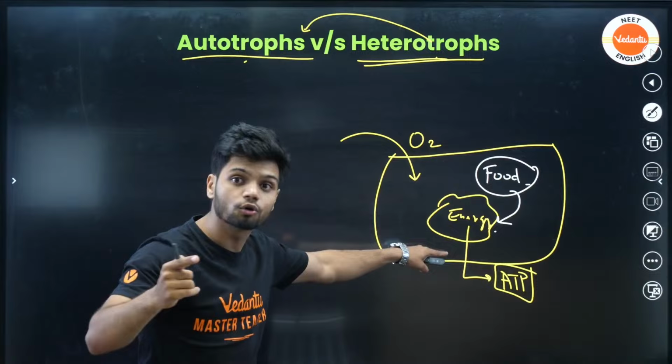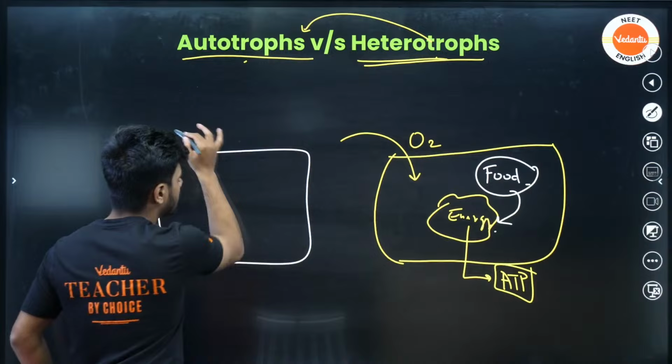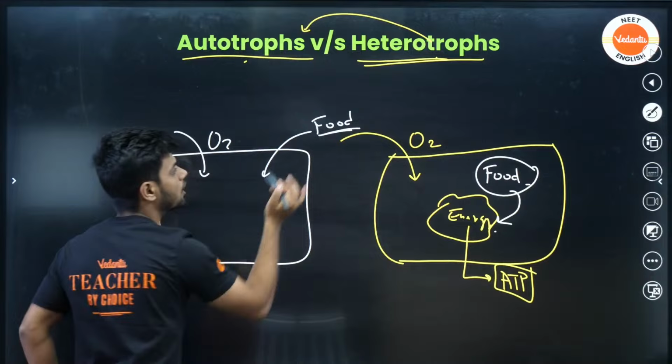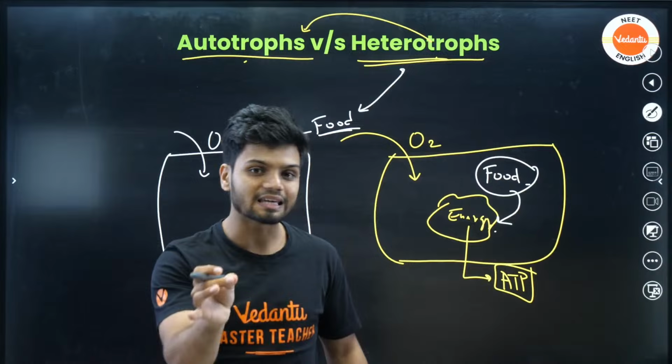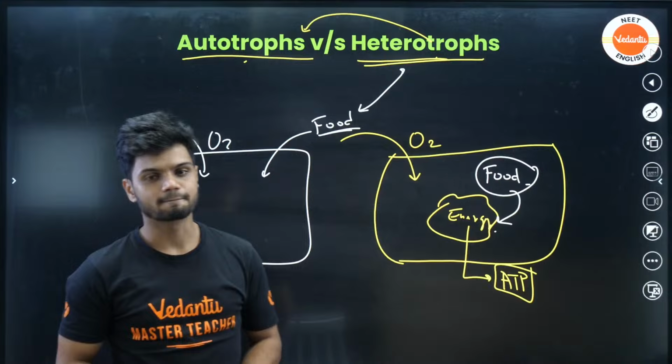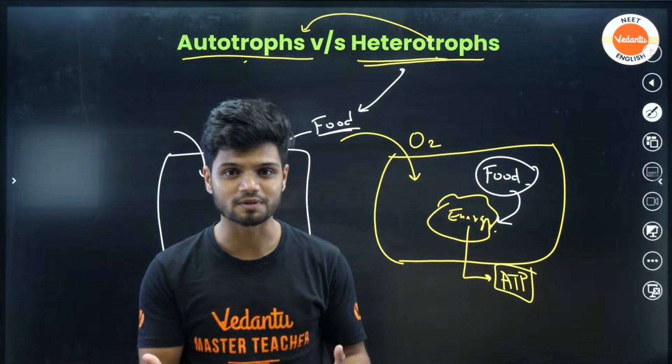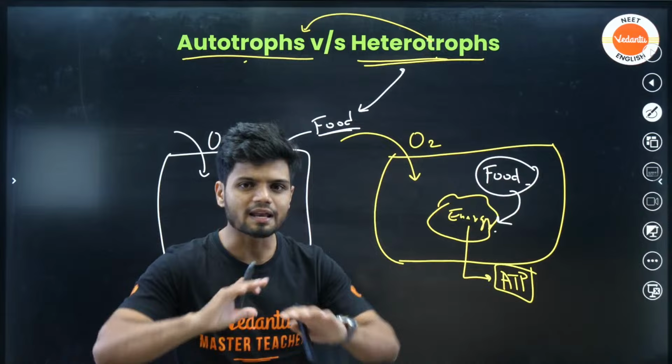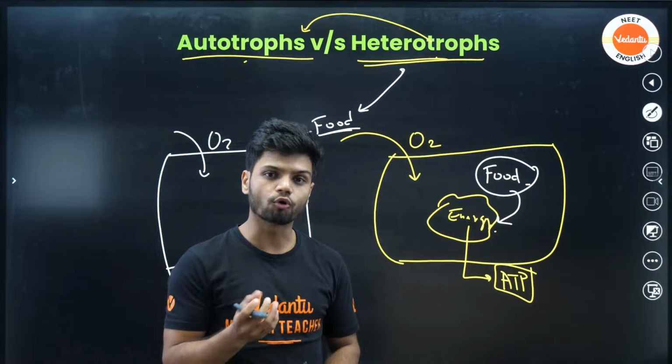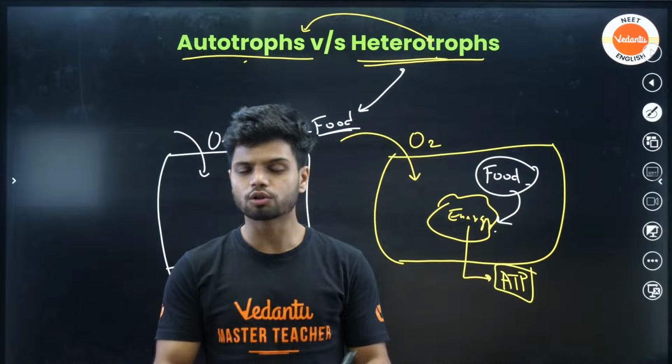Now, what is the meaning of heterotrophs? In heterotrophs, the oxygen and the food are coming from outside, but in autotrophs the food is prepared inside. So plants have autotrophic cells and heterotrophs have heterotrophic cells. Now I'll ask you a simple question. Can every part of the plant do photosynthesis? The answer is obviously no, sir. Only the green parts of the leaves can do photosynthesis.